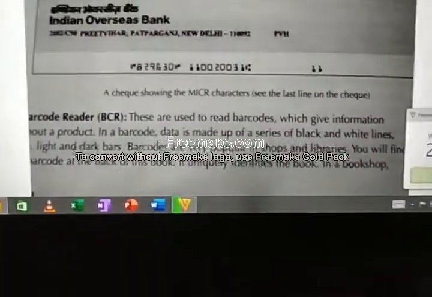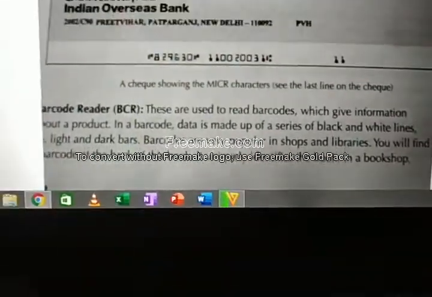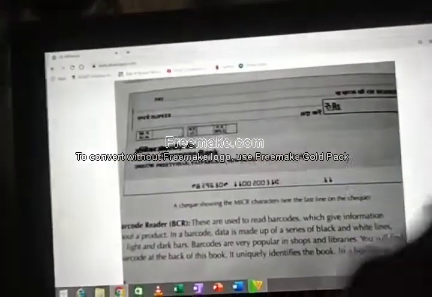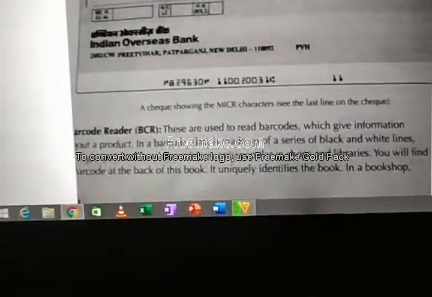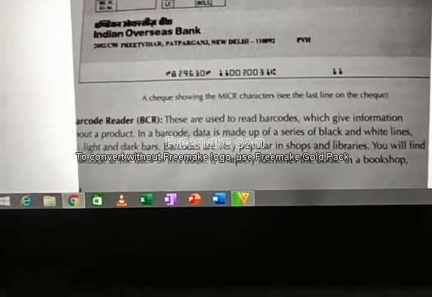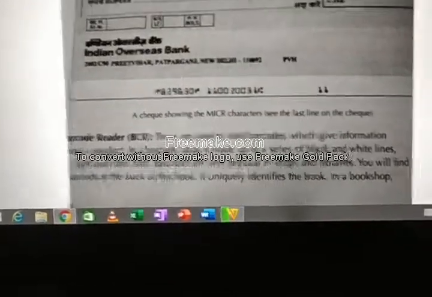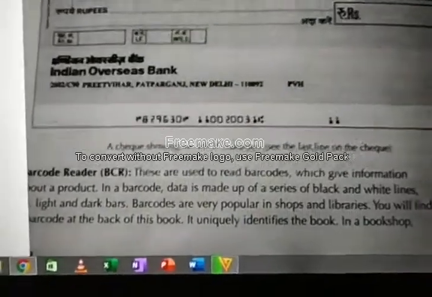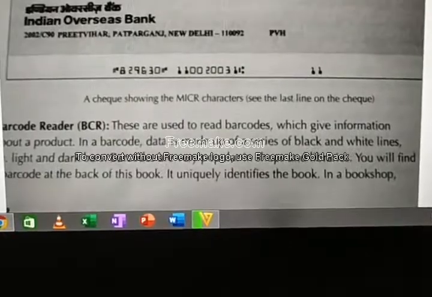Peripheral device, input device: barcode reader, BCR. These are usually used to read barcodes. Barcodes means those lines of codes you see when you go to a shop. How do you pay with Google Pay, PhonePe, Paytm? With the help of barcodes only. By scanning those lines, you pay the amount. That's it. Barcode readers are used to read barcodes.